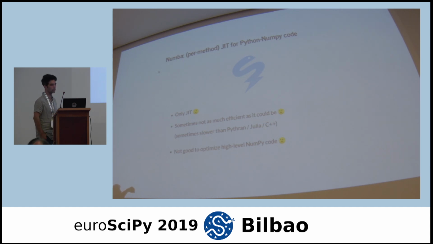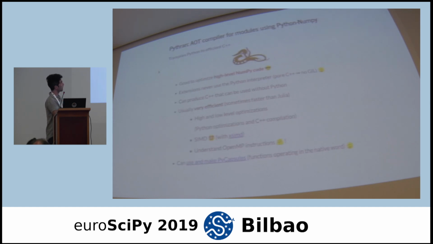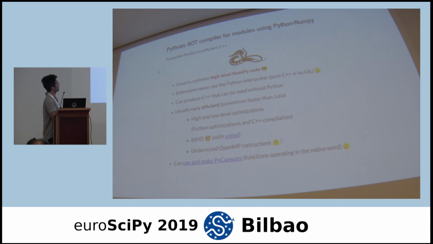And then there is Pythran, which is an ahead-of-time compiler for modules using Python and NumPy. It transpiles Python into very efficient C++ code. It's very good at optimizing high-level NumPy code, which is very nice. The extension made with Pythran never interacts with the Python interpreter, so there is no story about the GIL and things like that. This is a very good point. Also, if you have a NumPy code working with Pythran, you can just use it in a C++ project, without dependencies in Python.